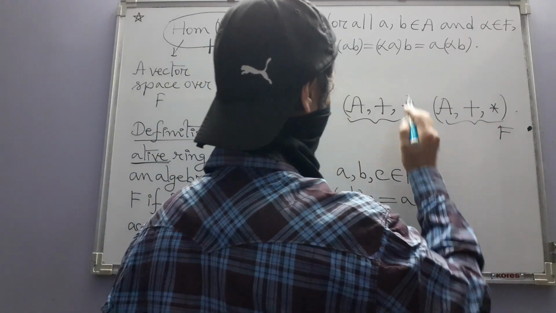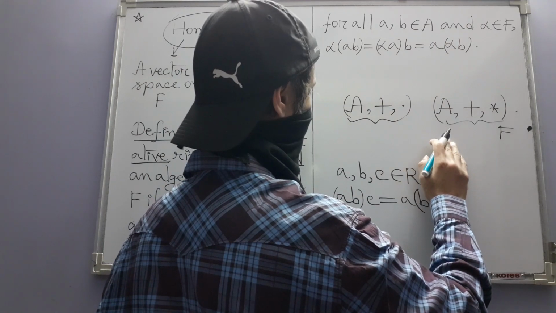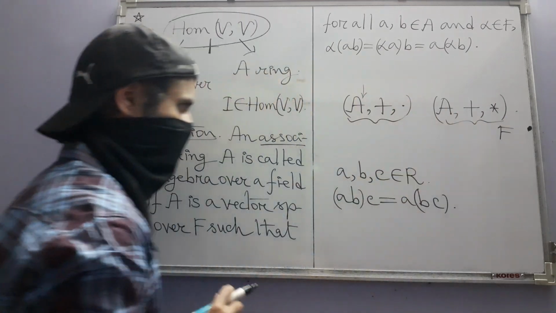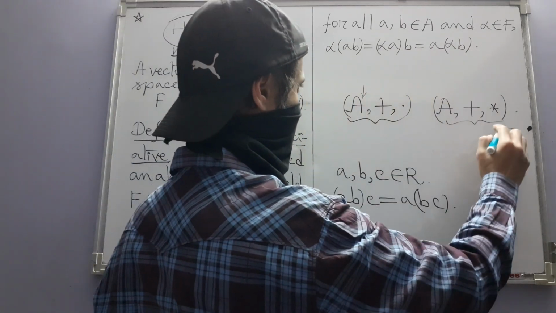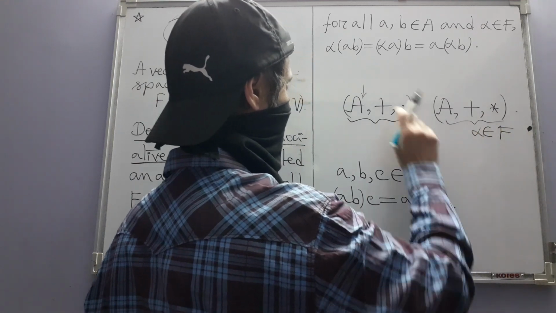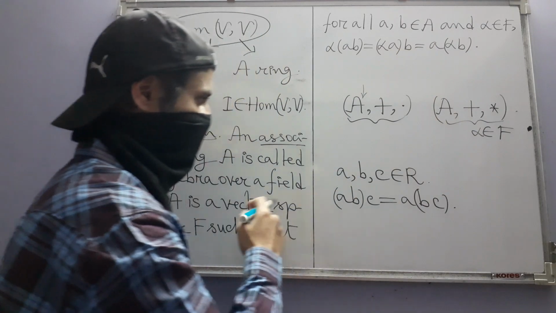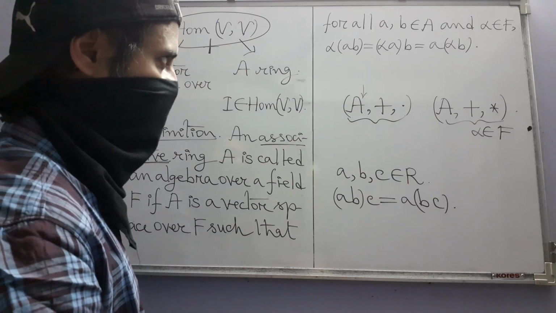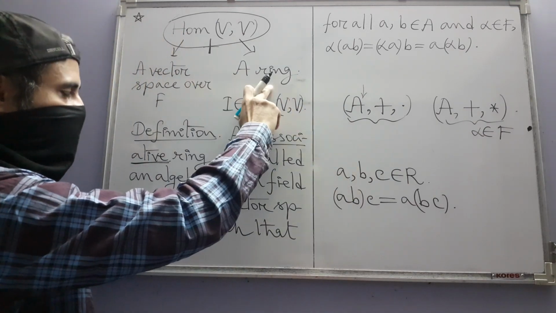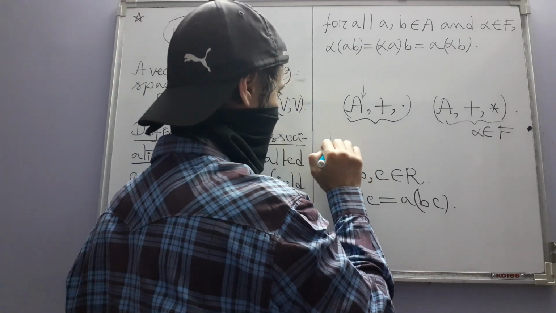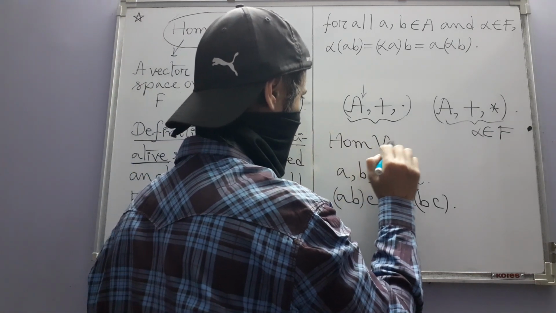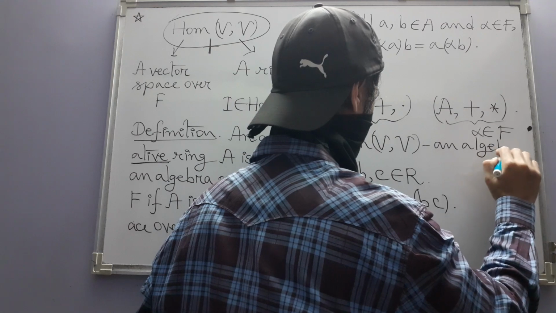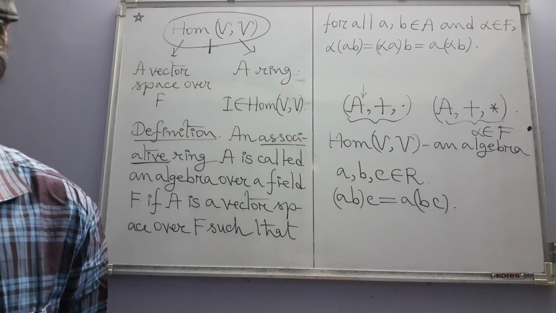That is, if we are taking any two elements from the ring or vector space, anything you can call it, because it is both, and take a scalar from F, then multiplication by scalar and multiplication are going to interact with each other in this way. So by what we have seen so far, this is an algebra over F.